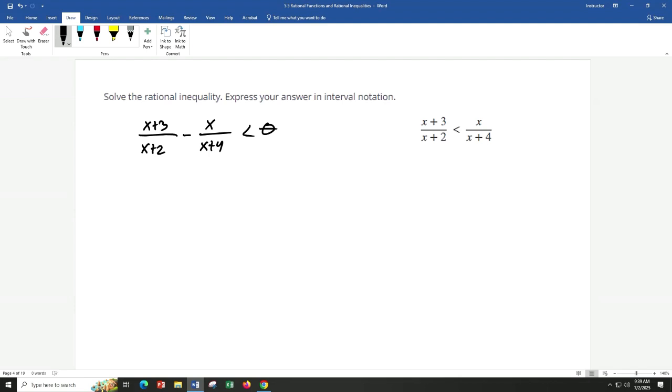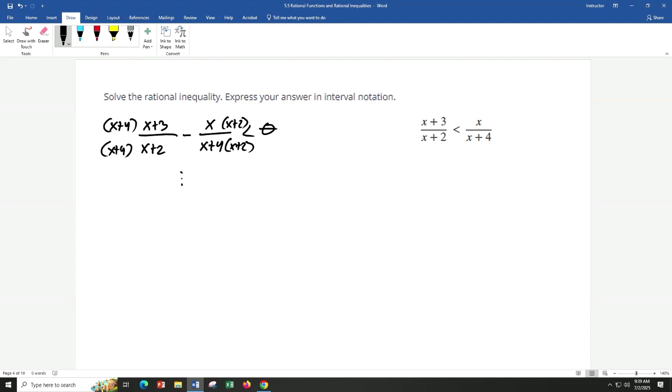Take fractions. You've got to get a common denominator. Okay, so you've got to come in here. Over here, I'm going to do x plus 4. What I do to the bottom, I do to the top. Over here, I've got x plus 2. Once again, you're in algebra still. What you do to the bottom, do to the top.